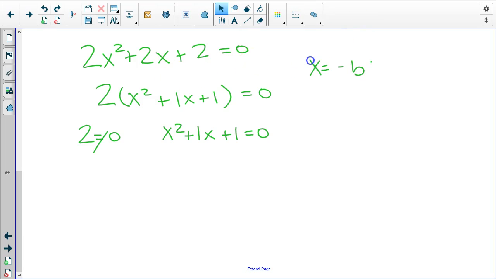X equals negative b plus or minus square root b squared minus 4ac all over 2a. Now, here's the deal. Stop. Because first block asked me. They said, do we use 2 or do we use 1s?